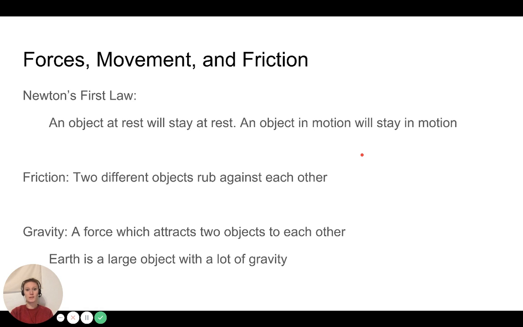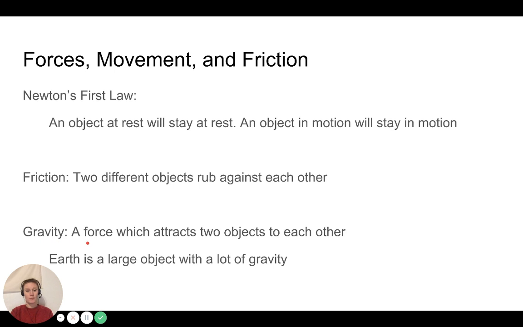Forces, movement, and friction. Newton's first law states an object at rest will stay at rest. An object in motion will stay in motion. However, on Earth we have friction, which is two different objects rubbing against each other. Friction can cause objects that are moving to stop.